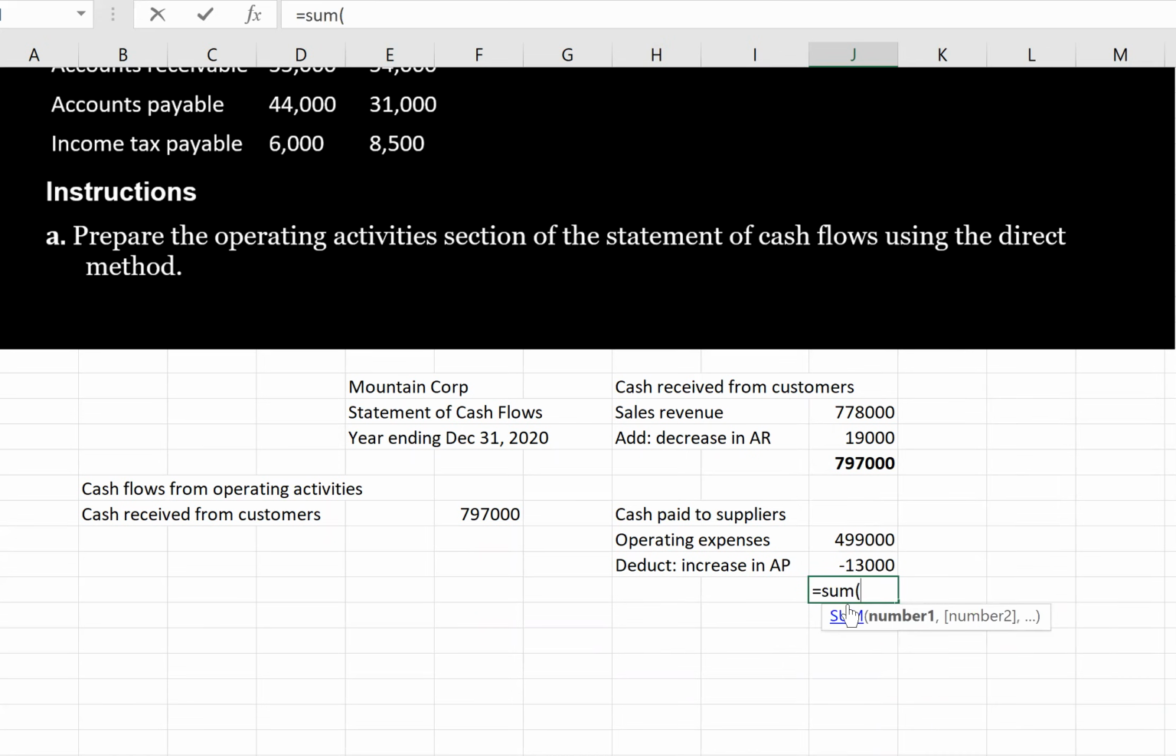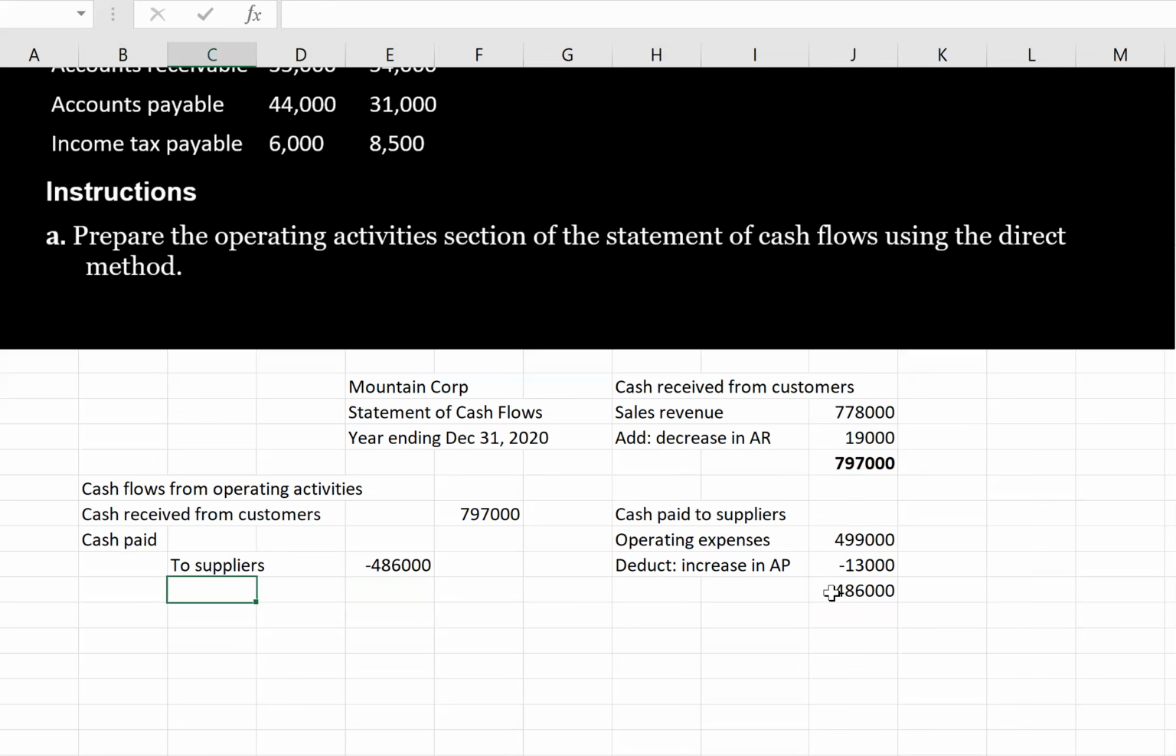So then our cash paid to suppliers is going to be the sum of these two items. So cash paid to suppliers is going to be 486,000. We'll put this right here. It's going to be a negative 486,000.